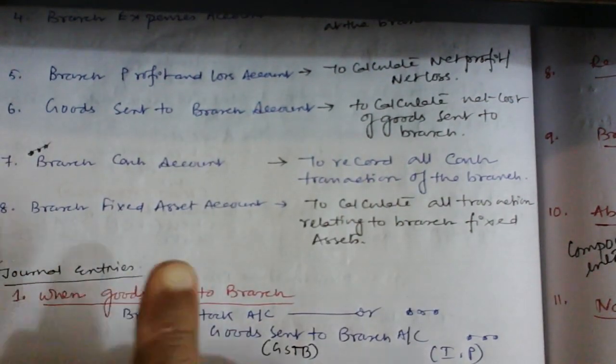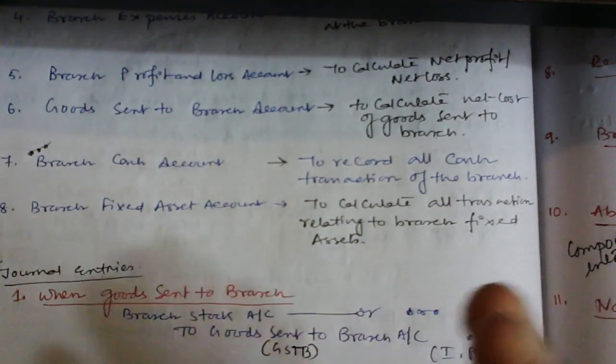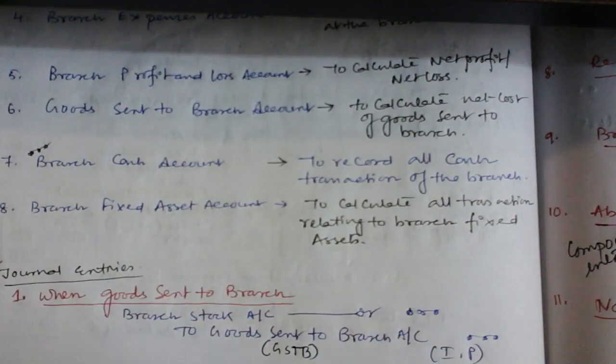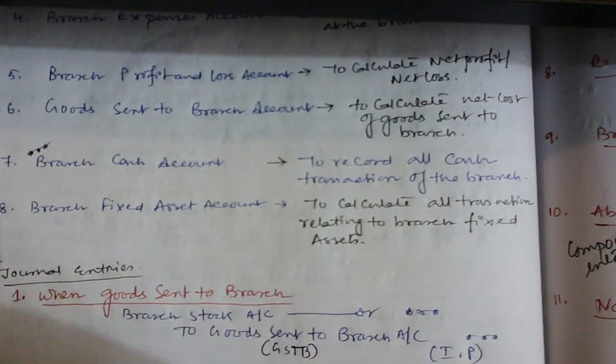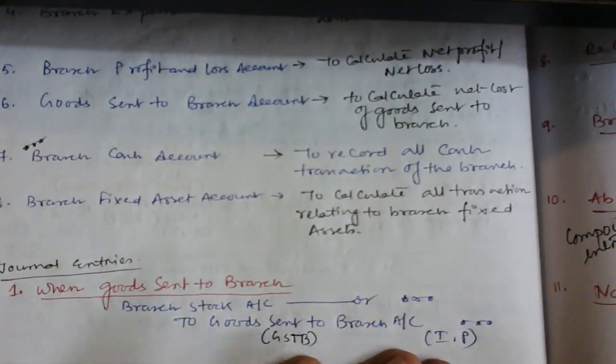But just think, when goods are sent to the branch, it means goods are actually transferred to the branch. So definitely goods sent to the branch will be credited because it is nothing but the stock going out to the branch. That's why it is credited, or you can think with the perspective of a sale also. So it is the first entry, but remember we need to do all the entries at the IP.